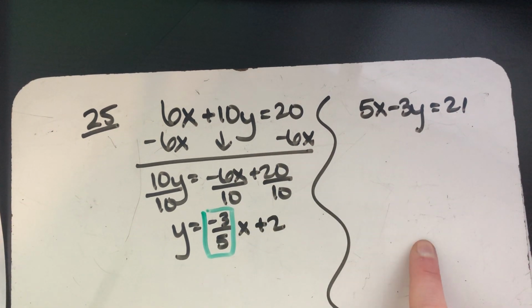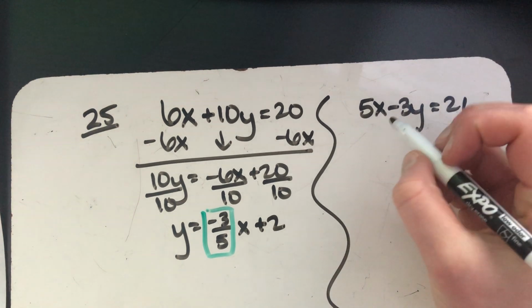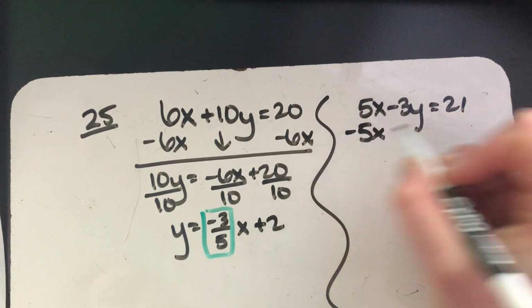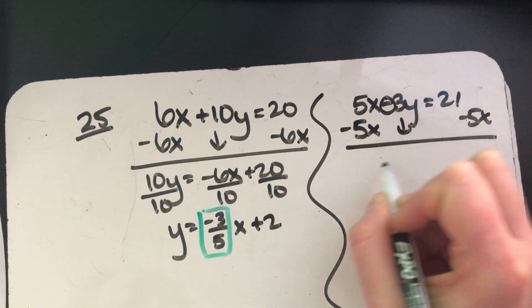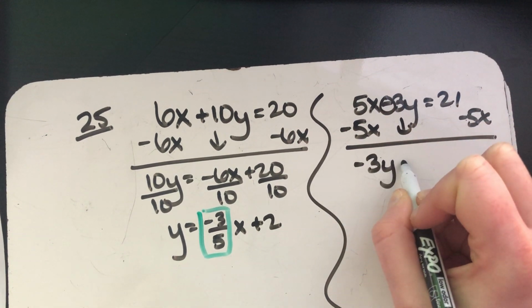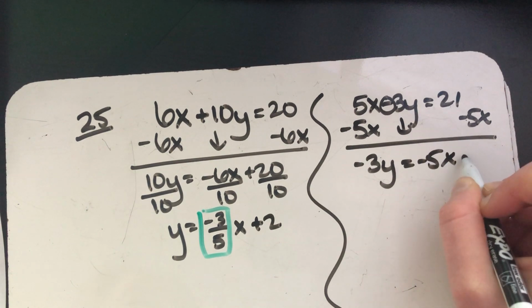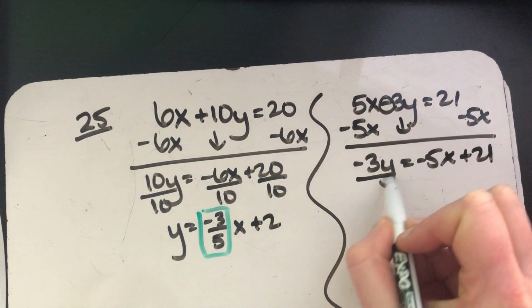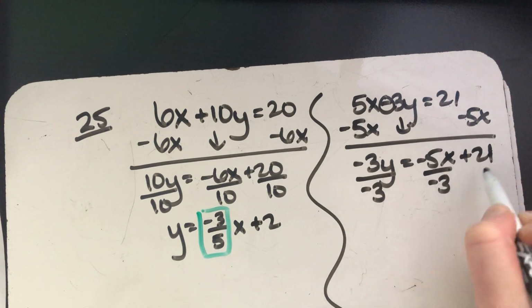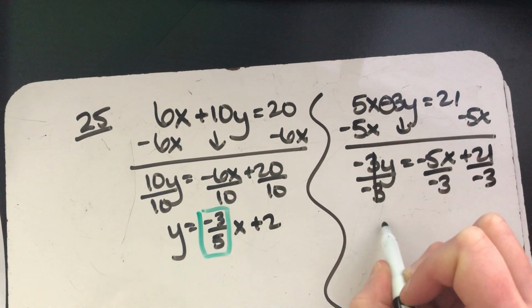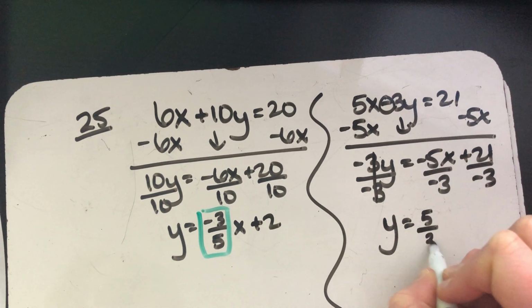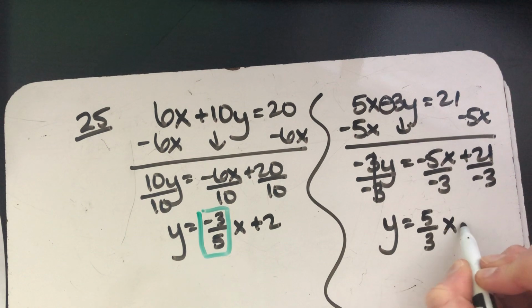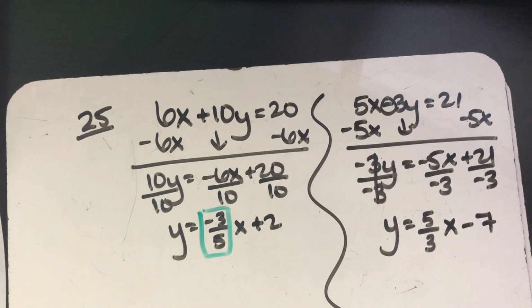So now I need to compare it to the other one to decide parallel, perpendicular, or neither. So I've got to do the same thing on the other one. Subtract 5x, bring down the negative 3y, equals negative 5x plus 21. Divide everything by the number in front of y, so we just get a 1y. A negative and a negative makes a positive 5/3 x minus 7.